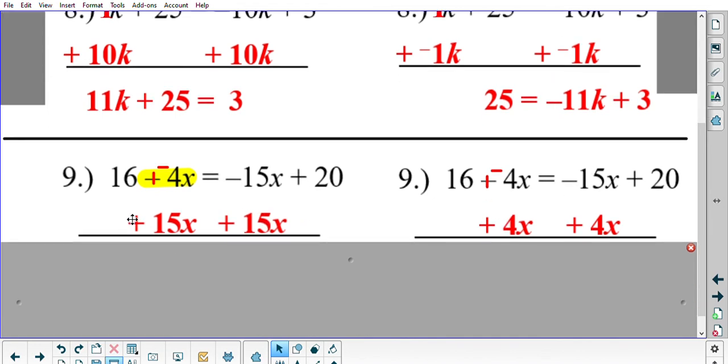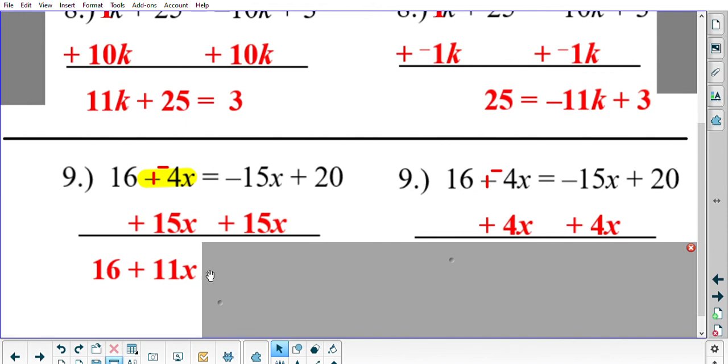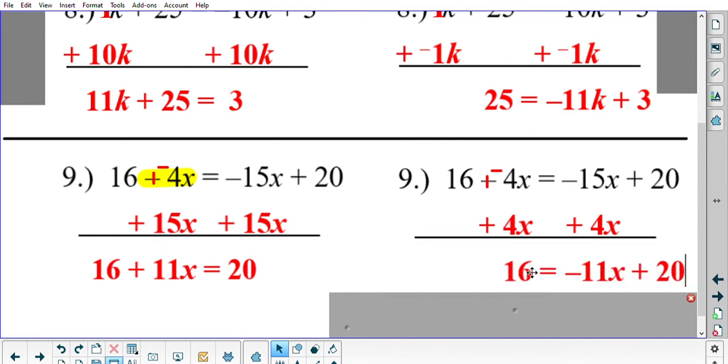But remember, the opposite of a negative is a positive. All right, if you added by positive 15x on both sides, that would give you 16 plus 11x, because a negative 4x plus a positive 15x, adding in your head, gives you positive 11x, and that would equal 20. If you did it the other way, where you add by 4x on both sides, then you would get 16 by itself on the left. Right-hand side would give you negative 15 plus positive 4 is negative 11x, and then plus 20.